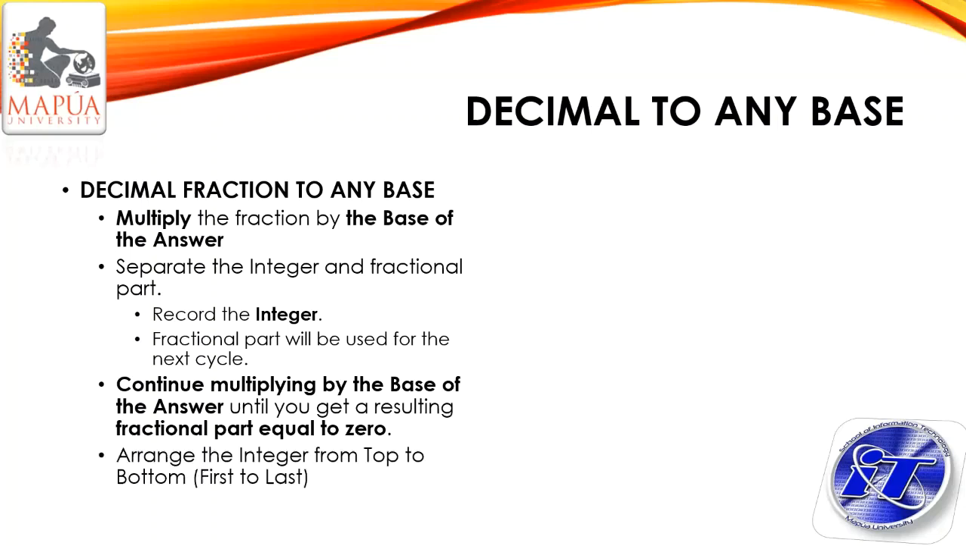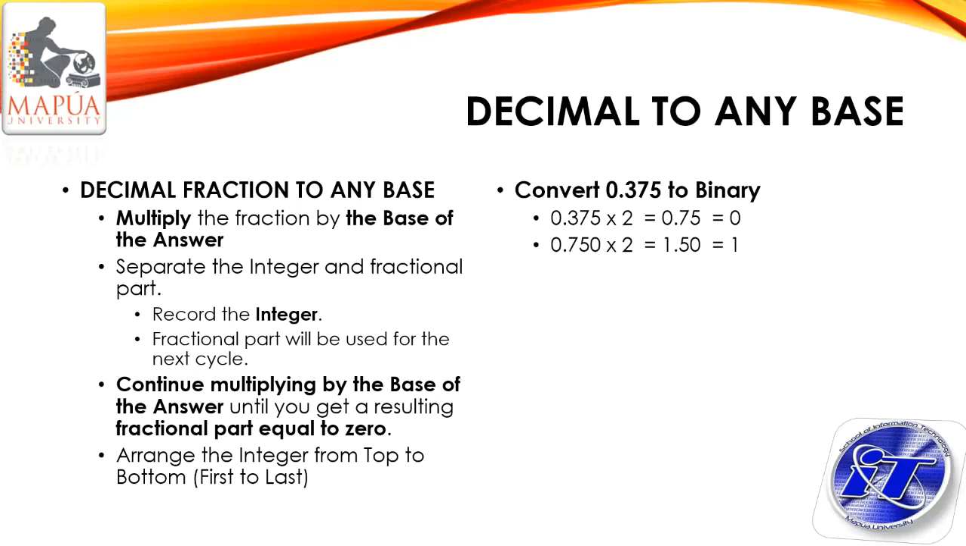So for example, convert 0.375 to binary. So multiply the given by 2. So we have 0.75. The whole number is 0. Fraction is 0.75. So multiply it by 2 on the next cycle. So we have 1.5. Get the whole number, which is 1. And then 0.5 will be multiplied again by 2. So the result will be 1.0. And 1 is the whole number, get it, and the fraction is equivalent to 0. So therefore, we stop on this cycle.